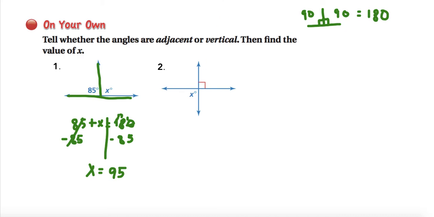Let's look at number 2. Here I see that I have two values that are opposite of each other. So I know that we are looking at vertical angles. My rule for vertical angles is that they have the same value as each other. So knowing that this angle is equal to 90 degrees, x must be equal to 90 degrees as well.